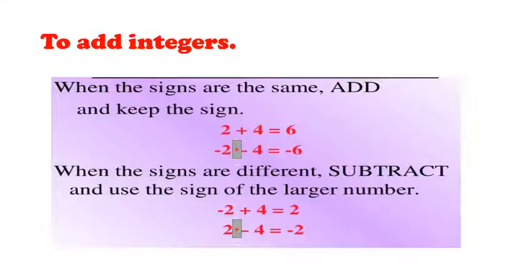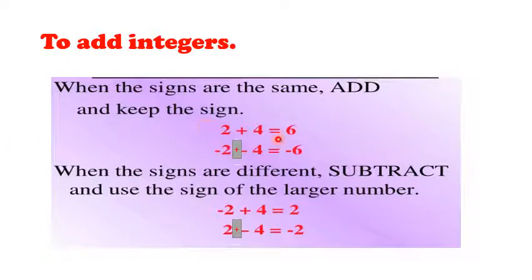To add integers, we have two cases. The first one, when the signs are the same. And the second one, when the signs are different. When the signs are the same, we add and keep the sign.